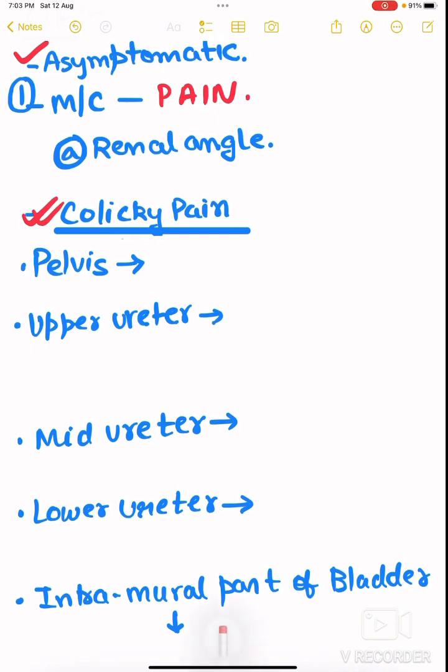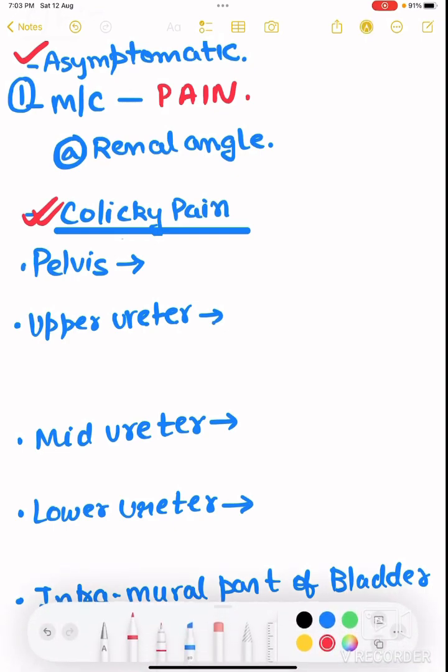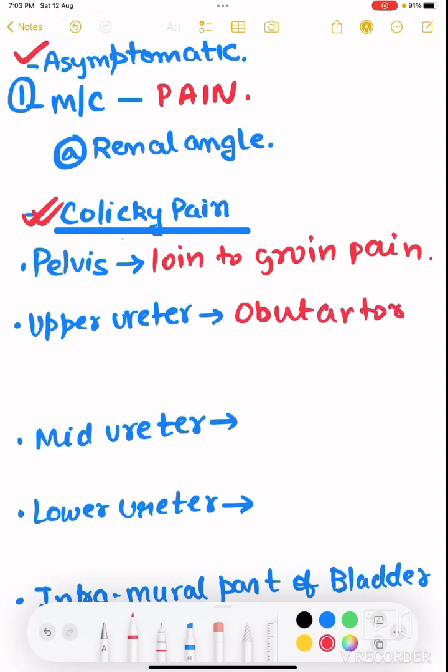If the colicky pain is present and the stone is present in the pelvis part, it will cause loin to groin pain. If the stone is impacted in the upper ureter part, it will stimulate the obturator nerve and will cause pain in the inner thigh.